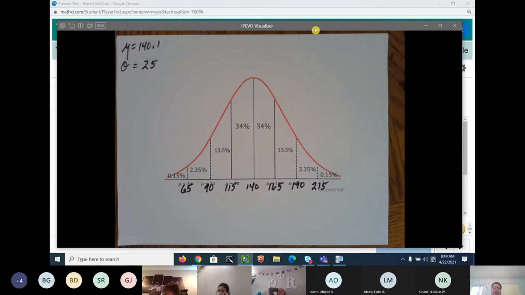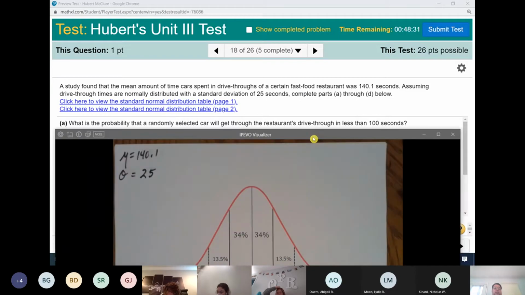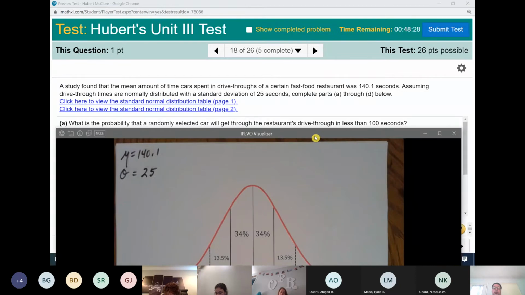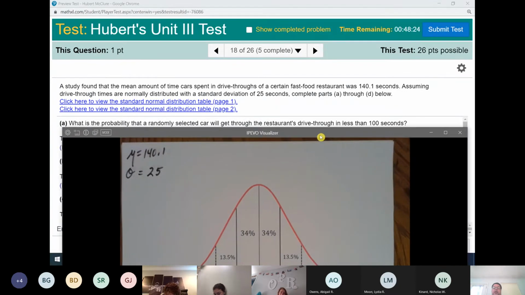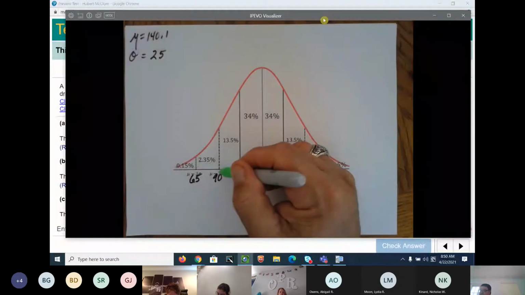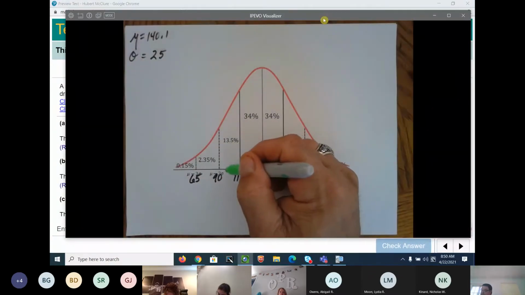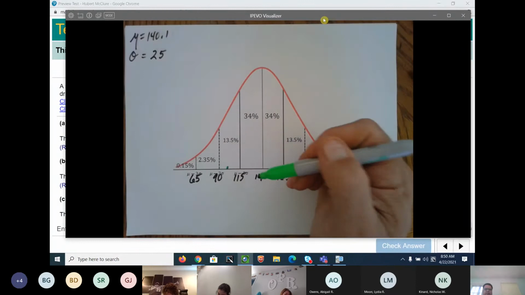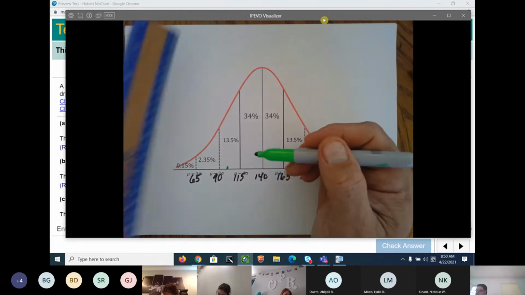The first question says, what is the probability that a randomly selected car will get through the restaurant's drive-through in less than 100 seconds? So I'm going to take my green marker and find 100. Well, 90 to 115, half of 25 is 12, so it should be less than a half. So there is my spot for 100.